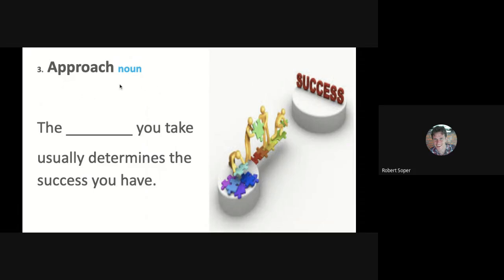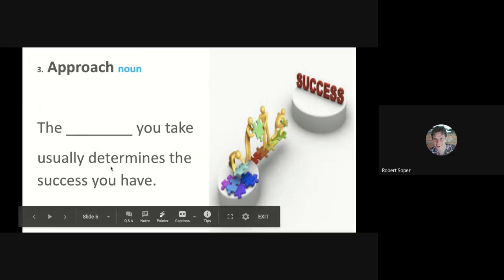If we're using approach as a noun, it's got a different meaning. Remember, as a verb, it means to get closer to something. As a noun, it's got a different meaning. What is that meaning? It's the method or way of doing something. In other words, it's the procedure we use. How would we put that in a sentence? Well, we can use it as a noun here. And my sentence would be, the approach you take usually determines the success you have.